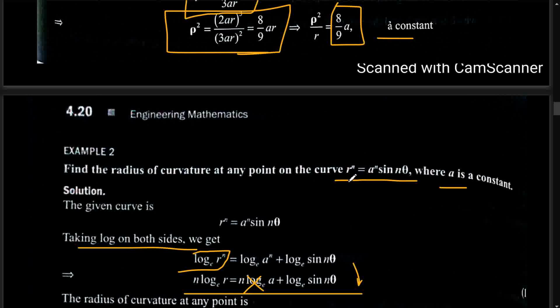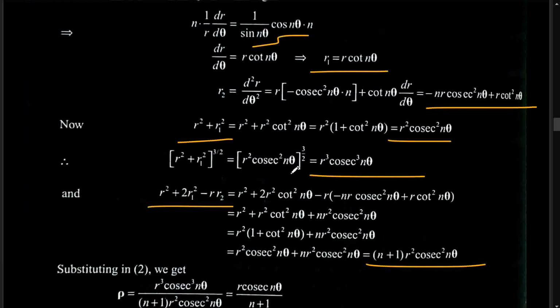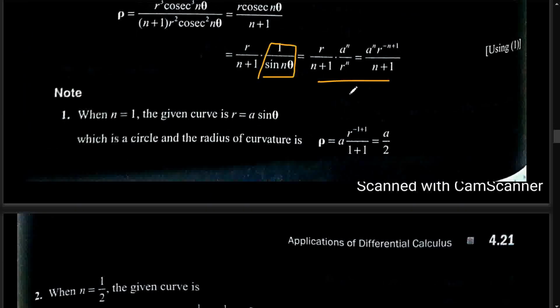So see, the given equation is r to the power n equals a to the power n sine n theta. So sine n theta is nothing but r^n by a^n. So that's it, done here.